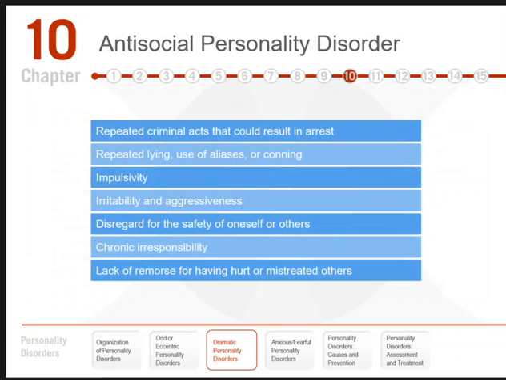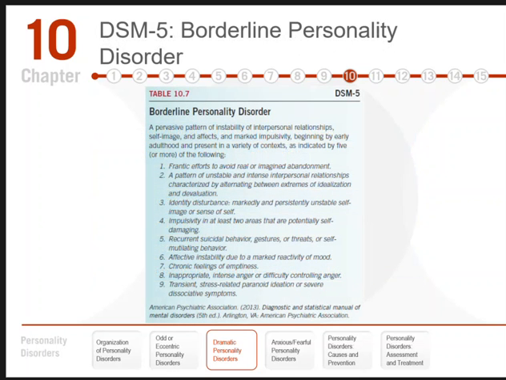So here's a list. It's basically the same thing we went over. Borderline personality disorder, this is the one that you'll hear most about in the mental health system.